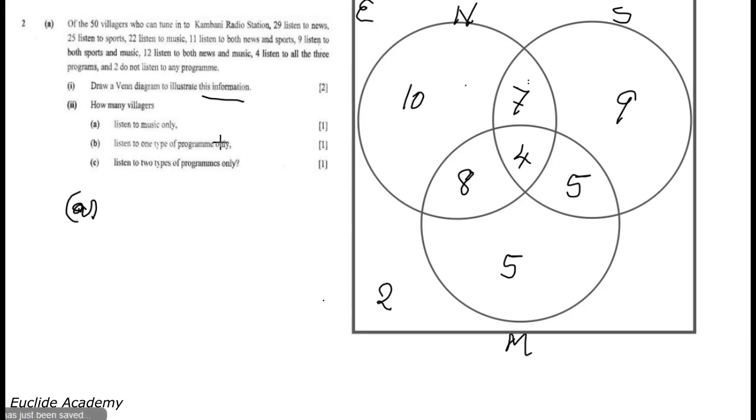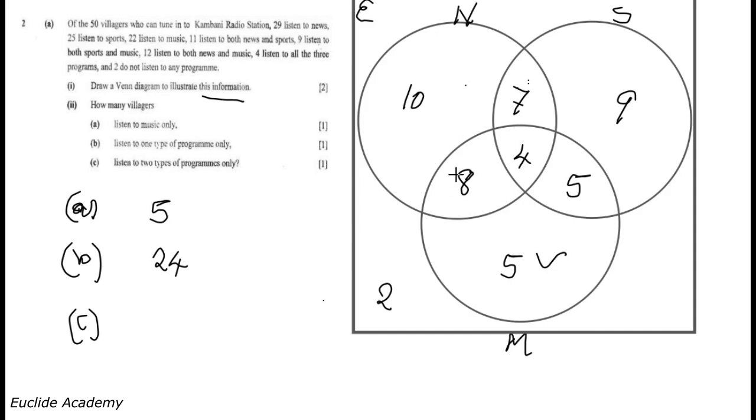Like A here says, how many villagers listen to music only. So you come here to music only. These guys listen to music only, they don't listen to sports or news, so just music. So this would be the answer, so it is 5. And then B, listen to one type of program only, so this listen to music only, plus this listen to sports only, this listen to news only. So that is 19 plus 5, which gives you 24.